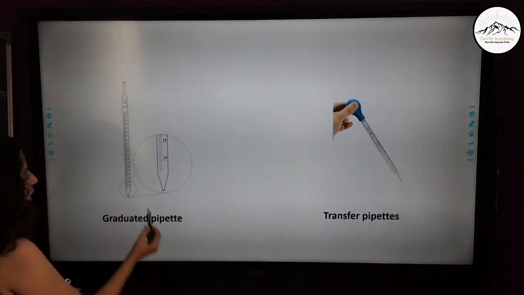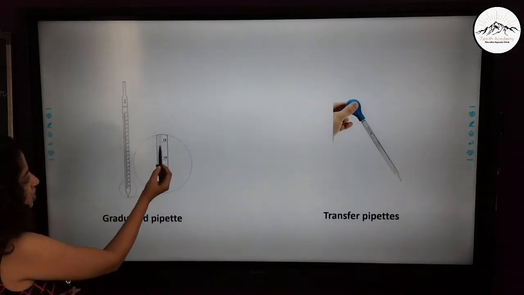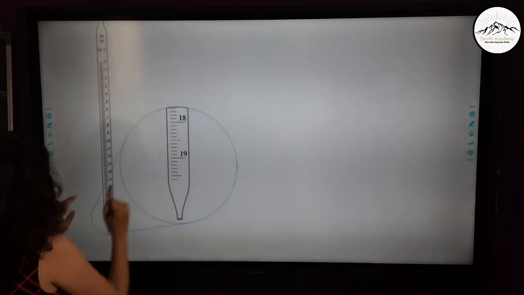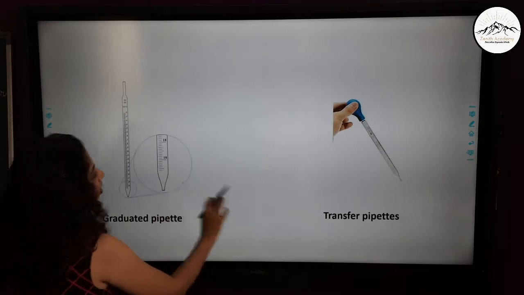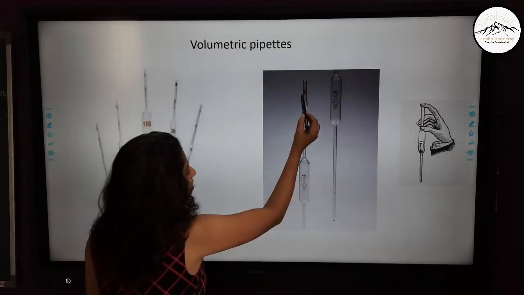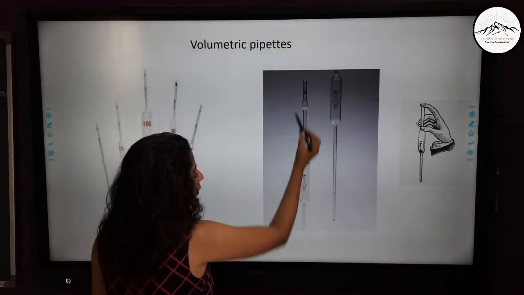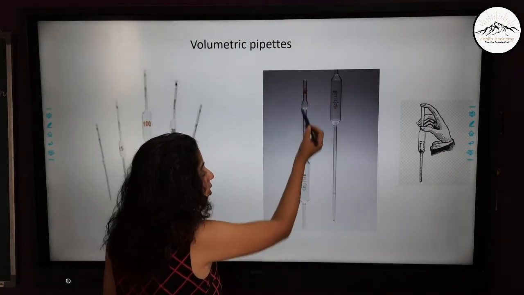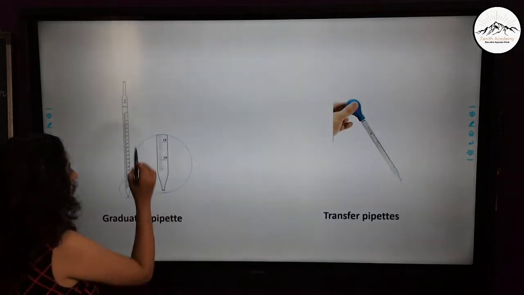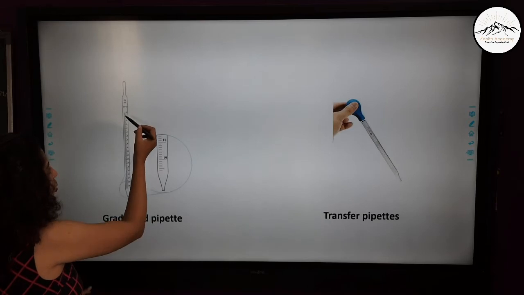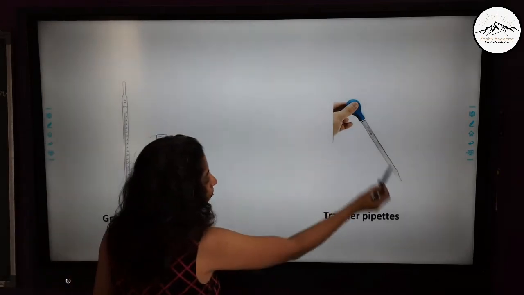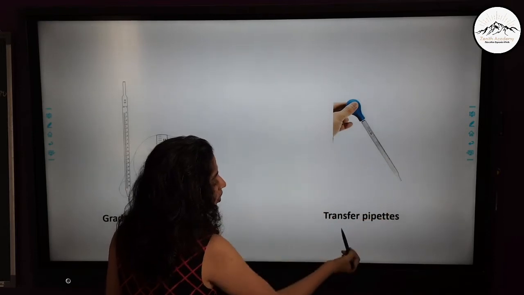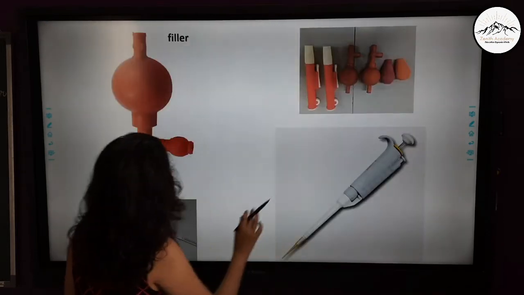Now these are graduated pipettes where you can see the graduations, the markings on it. In the earlier pipettes you had seen that there is a special mark. From a 50 ml pipette, you can measure only 50 ml. But here you can measure anything from 0 to 20. Now this type of pipette, which is something like a dropper, is known as a transfer pipette.